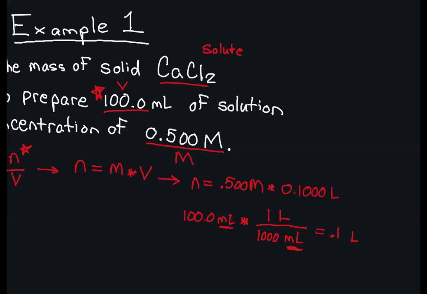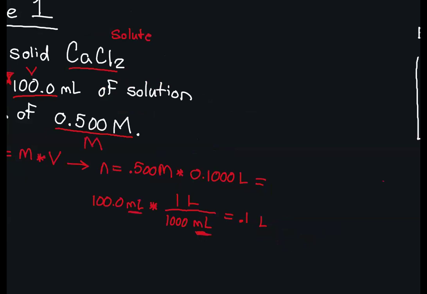Okay, so n in this case, if we take 0.5 times 0.1, we get 0.05. Now remember, we're calculating n here, so the unit is what? The unit is moles. Now remember, the question originally asked for the mass of solid CaCl2.